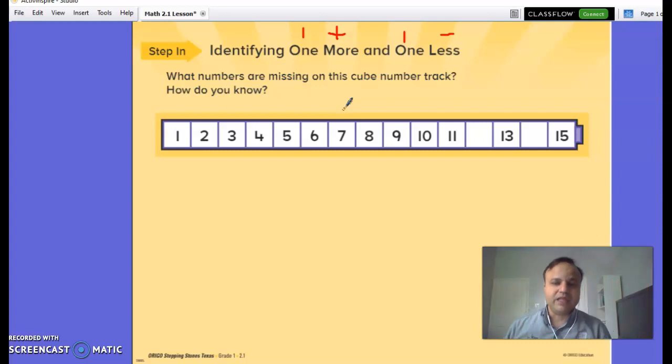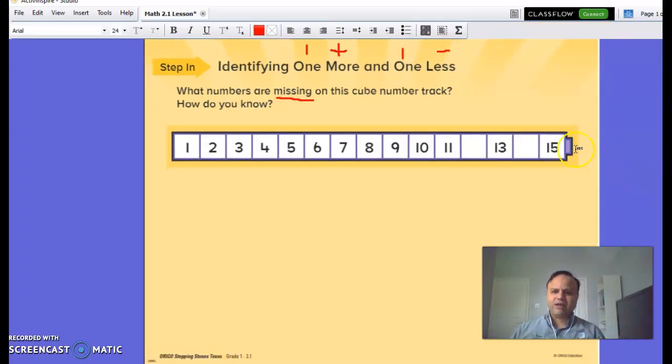So very good. Let's continue with the class. Right now, they're telling us what numbers are missing on the cube number tracks. So this is a cube number track, and they're asking us for the missing numbers. So I'm going to underline this because that is important. How do I know that? So let's check. I think that we could count, and if we count, we could work with all of these. So let's start counting from here.